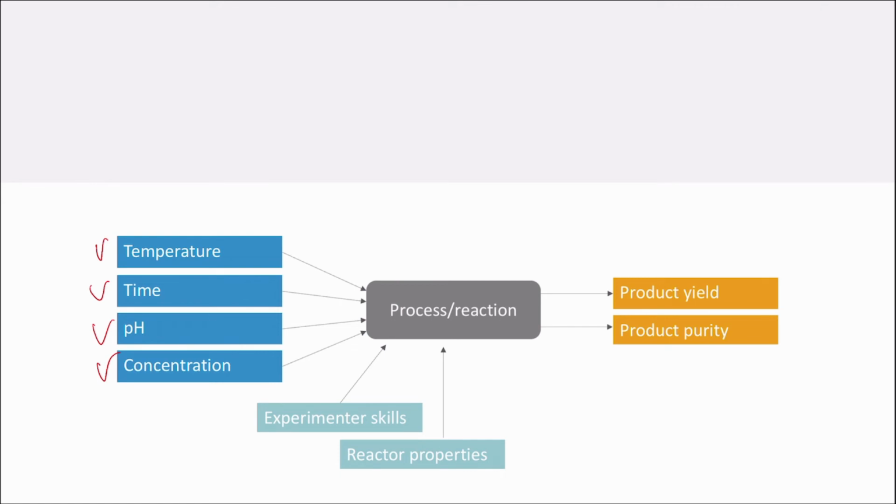However, the experimental skills and reactor properties, although I can change them as well, I can use different reactors or I can use different experimenters, operators. However, in this particular experiment, I'm not going to change them. So these are fixed factors. They will not be changed. Both product yield and product purity are something that I measure, and apparently they will change in every next run. We will end up with a different product yield and different product purity.